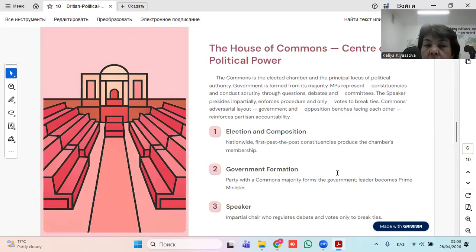Then there are election and composition, where nationwide first-past-the-post constituencies produce the chamber's membership. On government formation, the party with a Commons majority forms the government, the leader becomes prime minister, and the speaker in the chair regulates debate and votes only to break ties.